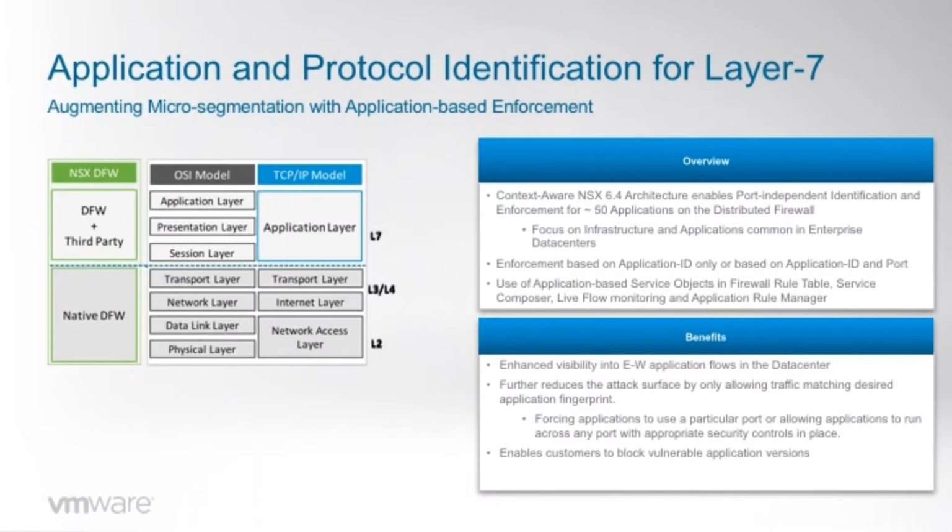The context-aware architecture in NSX 6.4 augments microsegmentation by enabling customers to filter on other contexts and attributes beyond the traditional 5-tuple or L3 and L4.